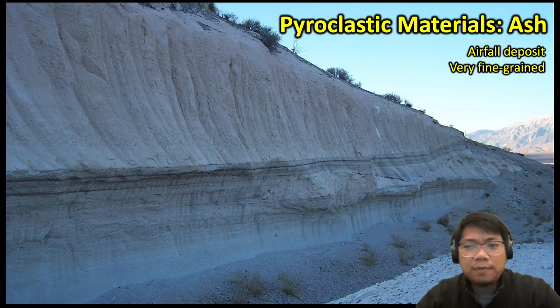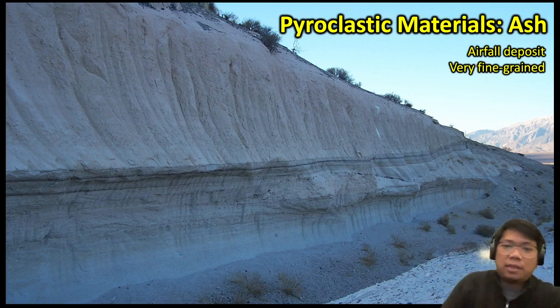This is pyroclastic material. This is the tuff rock. This is an example of lithified volcanic ash, which is called tuff once again.